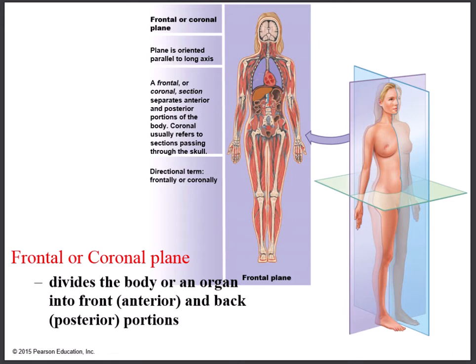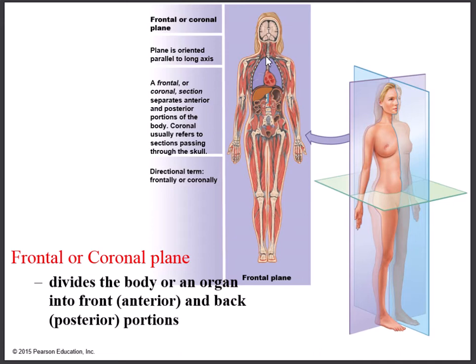The second plane we want to take a look at, now this one has two names. You can call it frontal, or other people also call it coronal, so you should know both. We use them interchangeably. So this purple glass right here, if we slid it down through this model, it would divide her into a front, which is the anterior, and a back piece, which is posterior. And that's the definition of the frontal or the coronal plane. It divides the body or an organ into front, which would be anterior, and back portions.